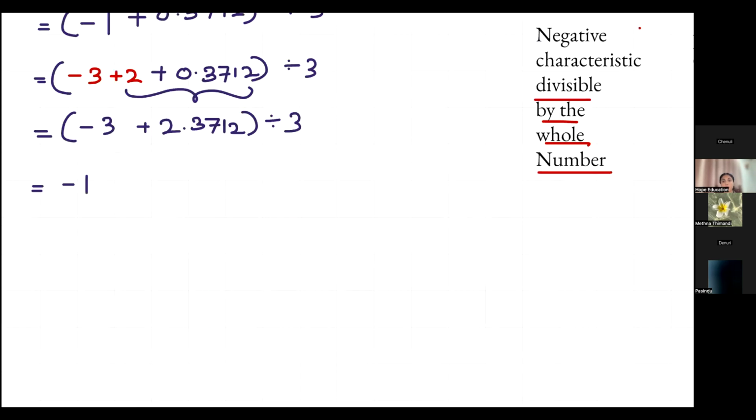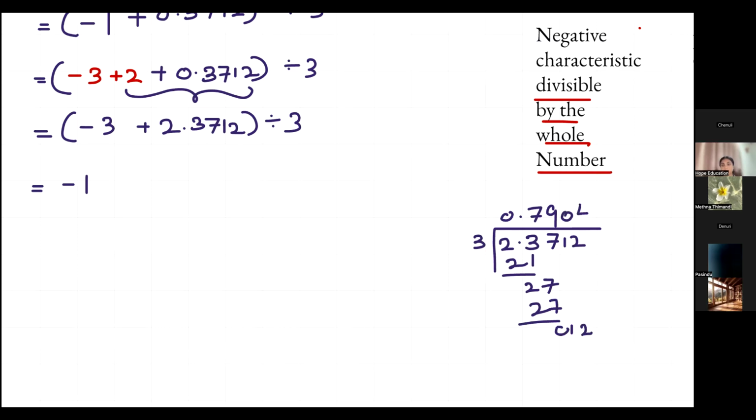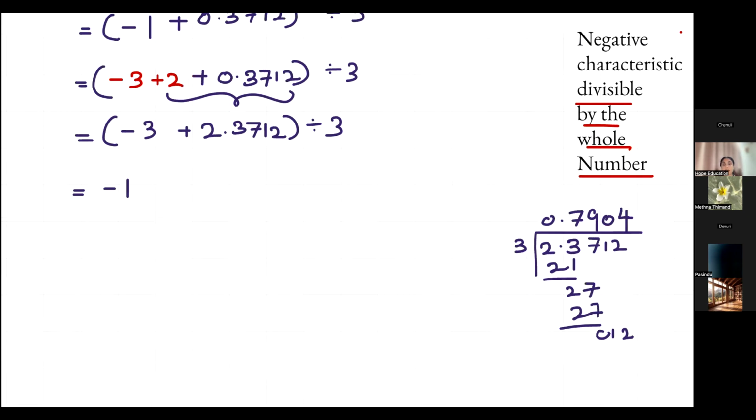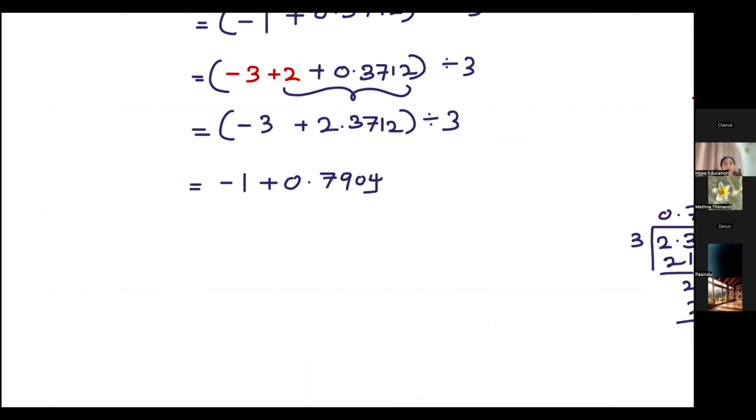Then 2.3712 divided by 3 would be: 3 times 7 is 21, 2 remaining. 3 times 9 is 27, 0 remaining. For the 1, 3 times 4. So I get the answer as 0.7904. I combine these and write bar 1.7904.